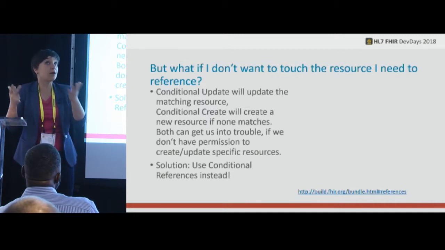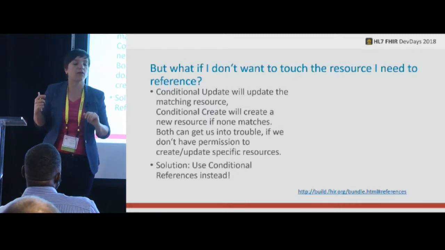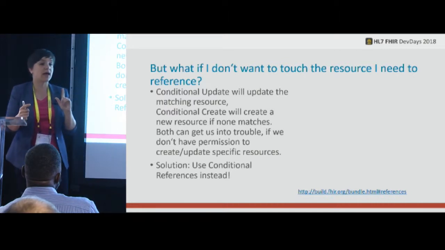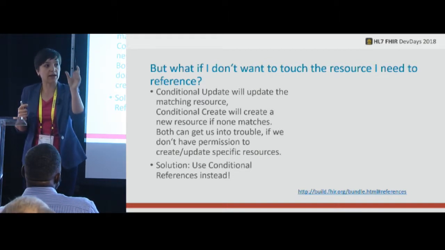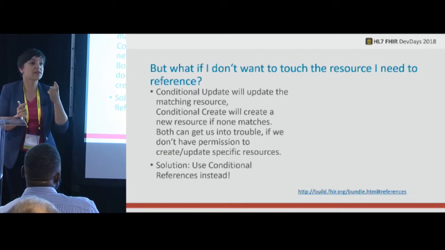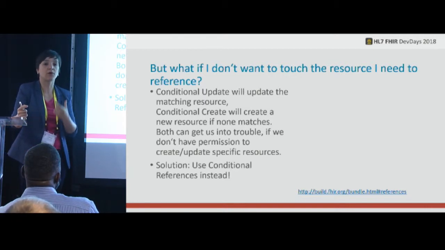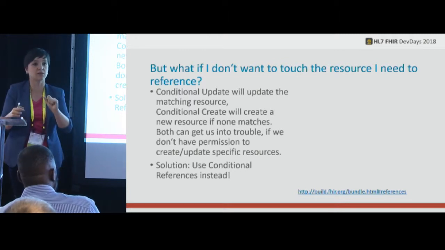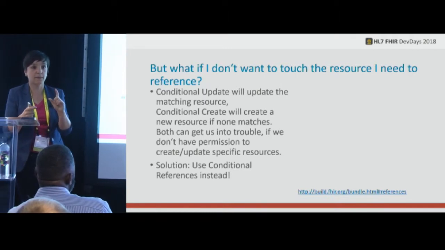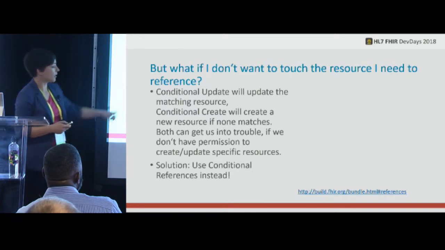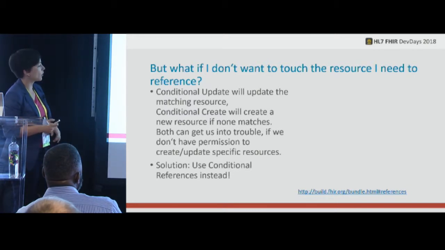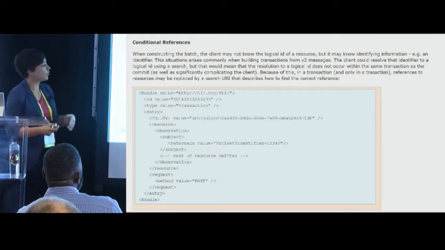And if it doesn't exist, it will create a new patient. So, which is probably good in that scenario, but you have to consider that you as a client may not have any right to touch patient information because you're not the source of truth. So whenever you try to do any interaction on the patient, your transaction would fail because the system will not allow you to do anything on a patient. Even if you have no intention to touch it, your transaction will still fail. So what we can do right there is to use a conditional reference, which has been introduced in STU3, to pretty much resolve this issue.